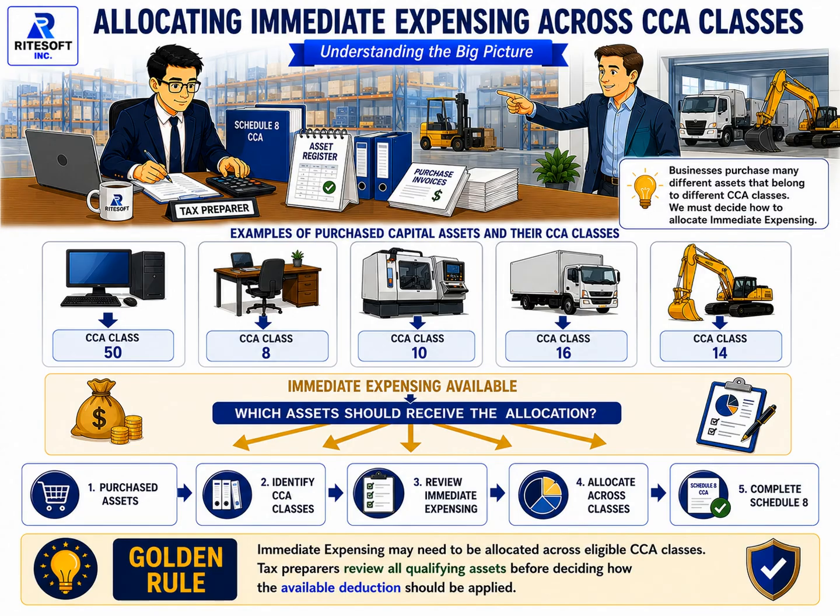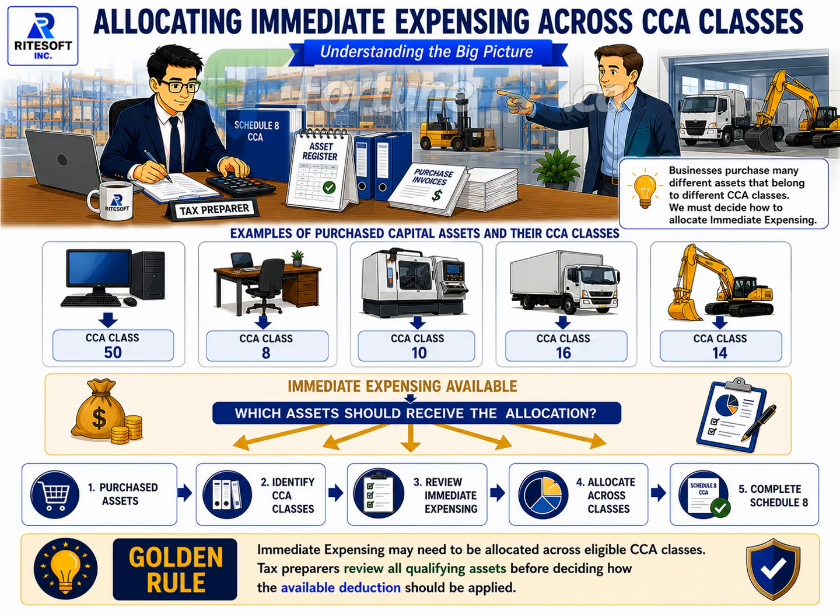Think of the process as a simple workflow. First, identify every capital asset purchased during the year. Next, determine the correct CCA class for each asset. Then review which assets qualify for immediate expensing. After identifying the eligible assets, determine how the available immediate expensing amount should be allocated across those CCA classes. Finally, record the completed allocation on Schedule 8 as part of the corporation's Capital Cost Allowance calculation.